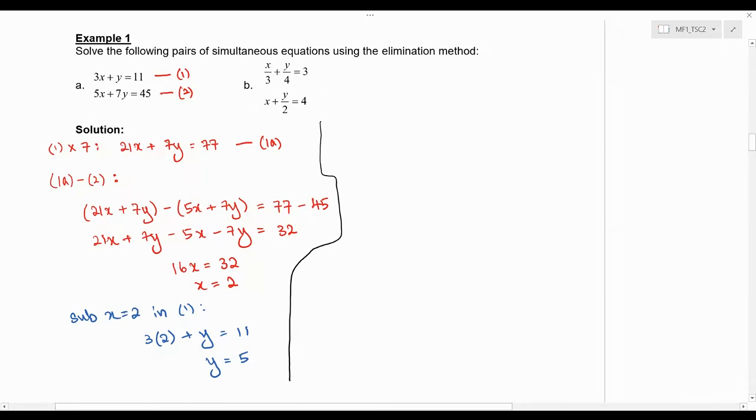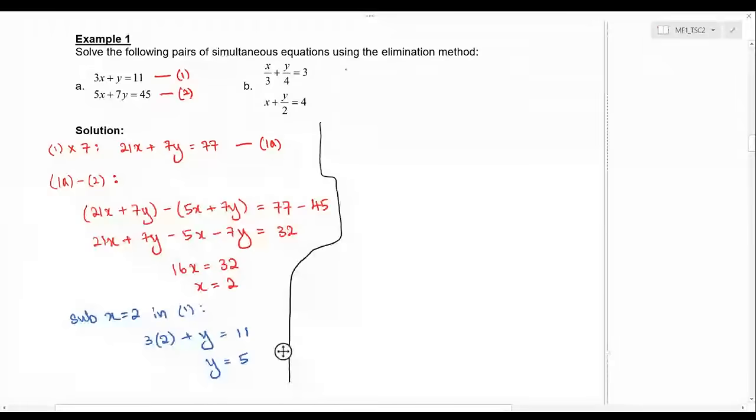Right, question B here. It's in a fractional format. There are a few ways you can approach this. You can either make them all into integer coefficients, or you can leave them as fractions and work on the fractions themselves.